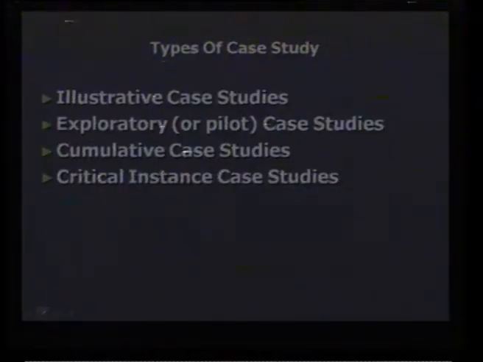Then the fourth type of case study is the critical instance case study. Critical instance case study refers to studying cases with the aim of examining them from different perspectives. That is, the researcher tries to look at the pros and cons, advantages, disadvantages, merits, and demerits. The researcher critically examines a particular case or example which may be the target of the study.